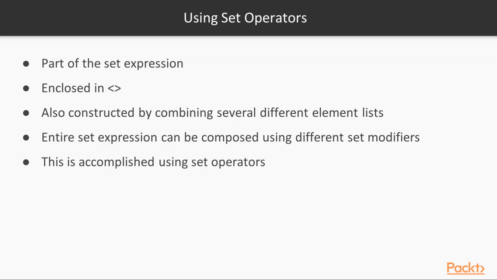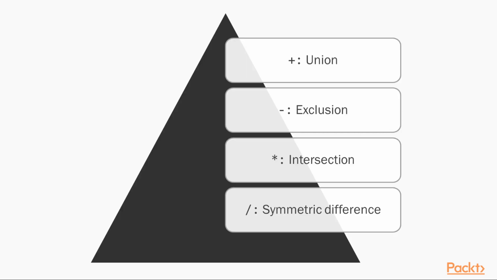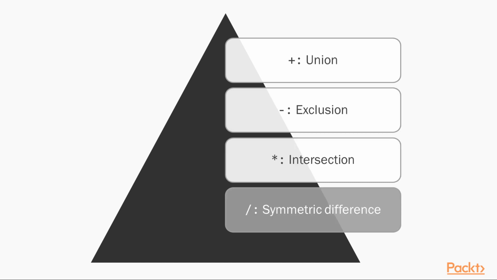Similarly, we can use the set operators. Set modifiers, the part of the set expression that is enclosed in angle brackets, can also be constructed by combining several different element lists in the field value definition. Furthermore, the entire set expression can be composed using several different set modifiers. This is accomplished using set operators. The different set operators that can be used are union, exclusion, intersection, and symmetric difference.